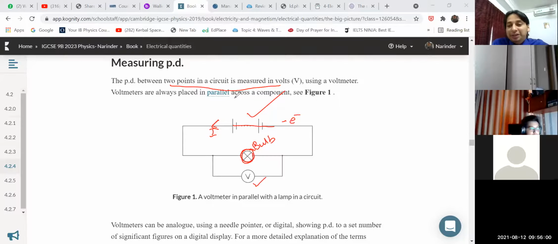So what is this potential difference? At this end and at this end, if I have to measure the potential difference, it means how much voltage is required to make the charge flow between the ends of any component, whether it is an electric bulb, a resistance, a fan, or any other component. And that voltage you can measure with the help of a multimeter or a voltmeter.